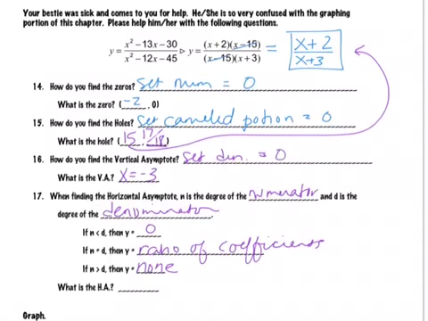So for this problem, what is the horizontal asymptote? If we look at our degrees, they are the same. So it's 1 over 1, so y equals 1.